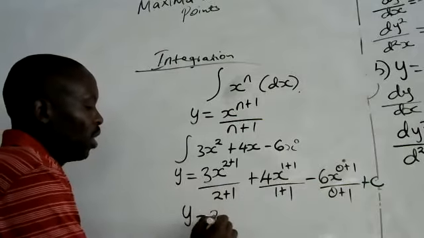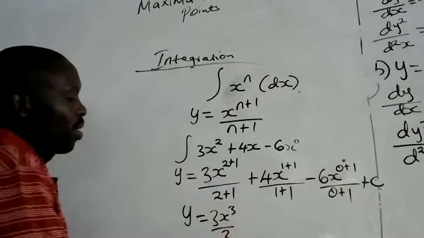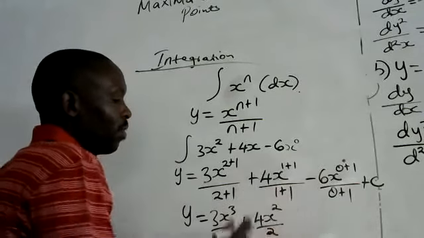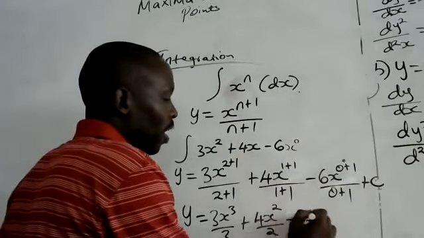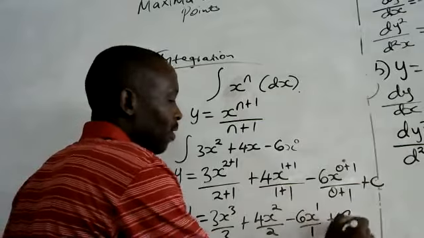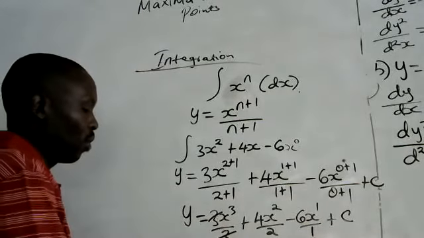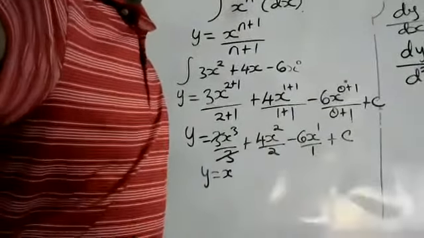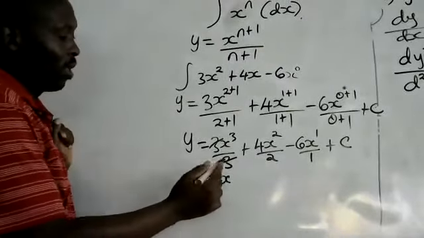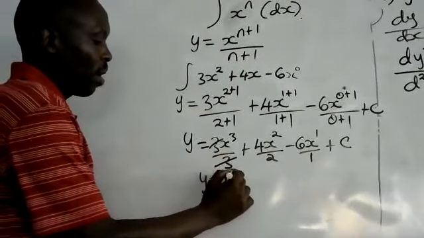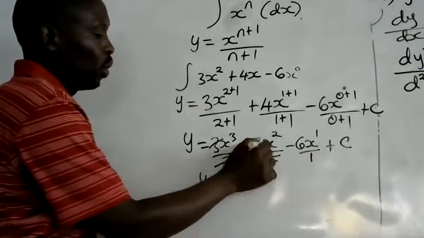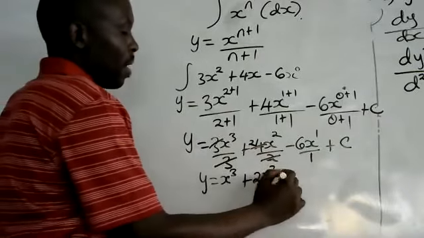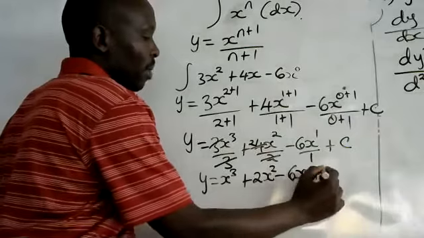So that now you can solve it to have y equals to 3x power 3 over 3 plus 4x power 2 over 2 minus 6x power 1 over 1 plus c. So that 3 and 3 will cancel. You find y equals to x power 3 plus 2, 4 divided by 2 goes 2 times, so we have 2x squared minus 6x plus c.